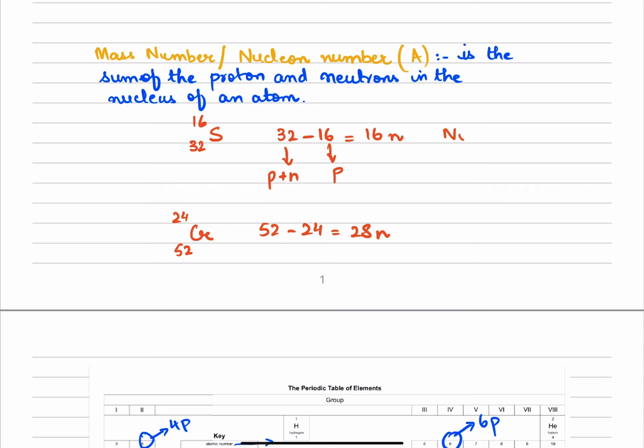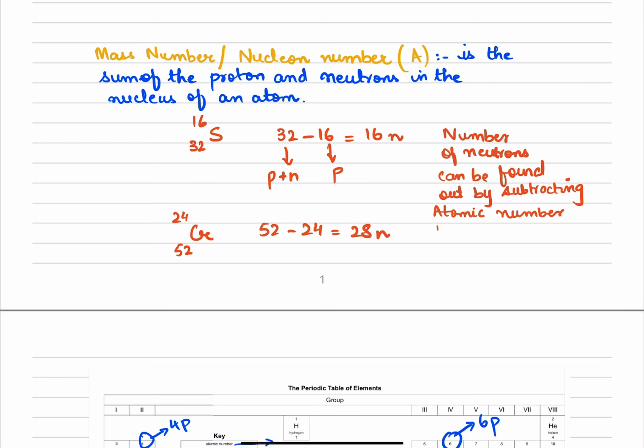So the number of neutrons can be found out by subtracting the atomic number from the mass number.